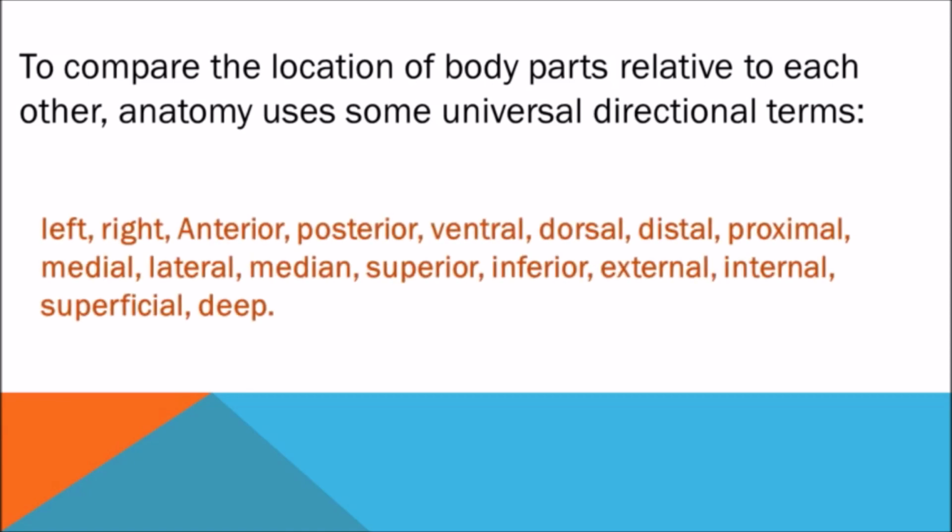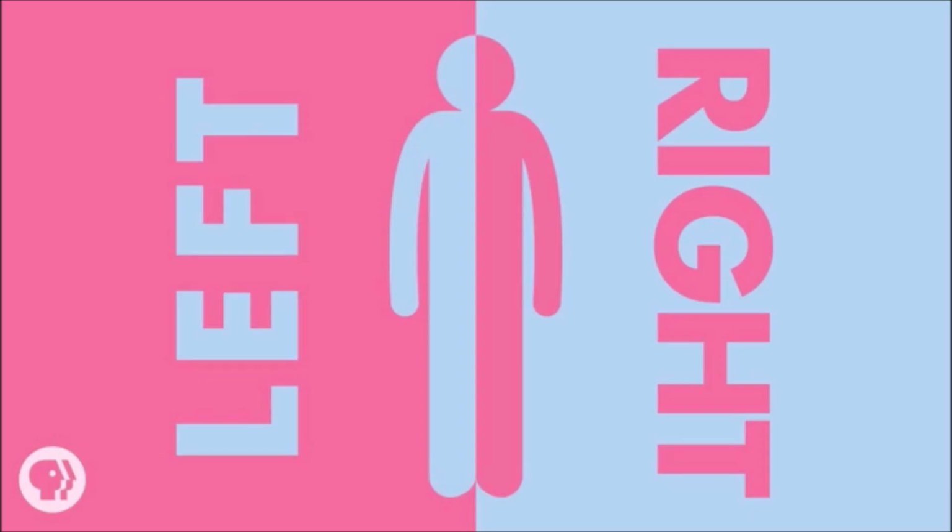So today's class will be all about the universal directional terms. What are they? Left, right, anterior, posterior, ventral, dorsal, distal, proximal, medial, lateral, median, superior, inferior, external, internal, superficial, and the deep structures. So let's start with the left and right.